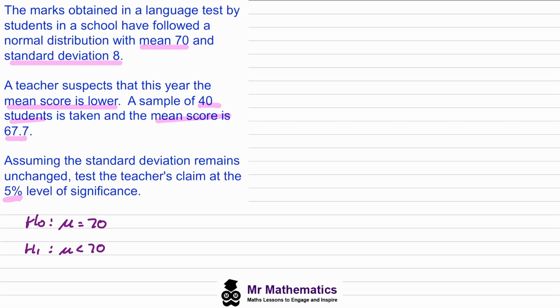So now we need to state the model for our sample mean, and this is where x bar, the sample mean, is distributed normally with a mean of 70 and a variance of the standard deviation squared over the sample size, which is 40. And now I can show this information on a normal distribution curve.